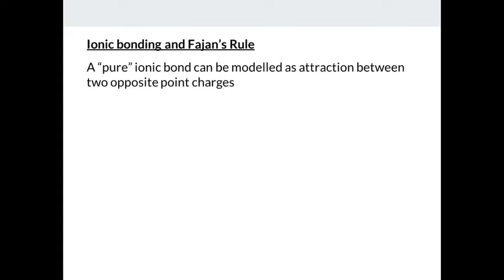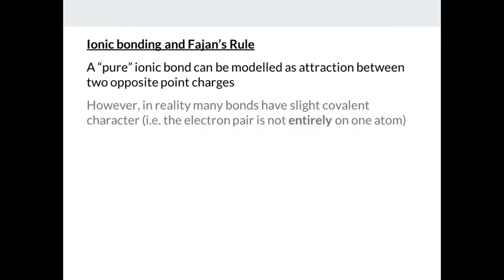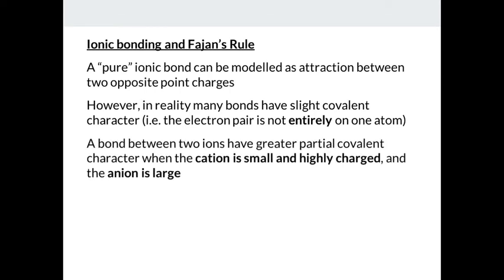So a pure ionic bond can be modeled as attraction between two opposite point charges. However, in reality, many bonds have slight covalent character. That means the electron pair is not entirely on one atom. A bond between two ions has greater partial covalent character when the cation is small and highly charged, and the anion is sufficiently large.